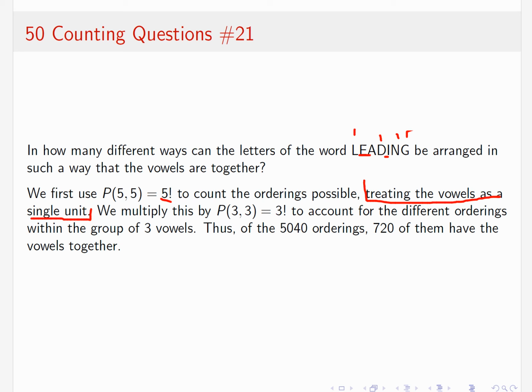That's the 5 factorial. But inside this group of 3 vowels, E, A, and I, there are 3 factorial ways for the different orderings of those 3 vowels. So there are 5,040 total orderings, right, if we do 7 factorial, I think. And then the ways that it can happen with those 3 vowels together, there are 720.